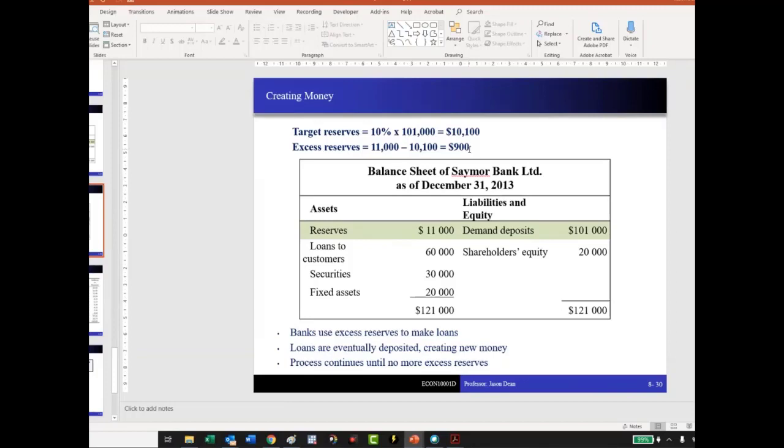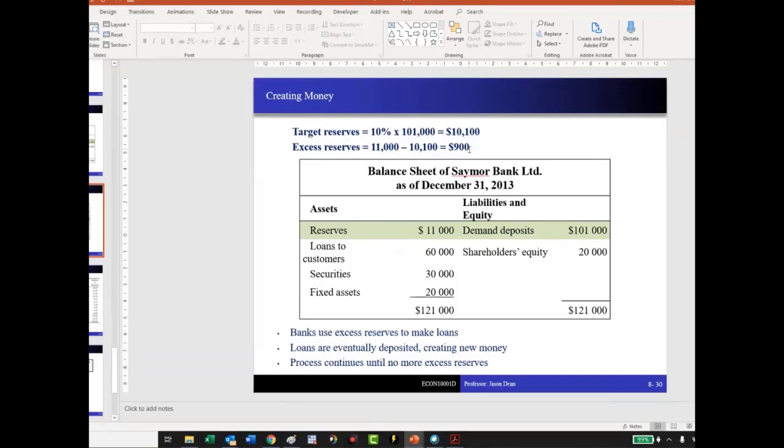So they would have to make loans of $10,000, and then they would have to make loans of 9,000, and then if they made $9,000 worth of loans, they would have demand deposits of 11,000. And then if we took 11,000 multiplied by 0.10, we would get that their target reserves would equal their actual reserves at 11,000.